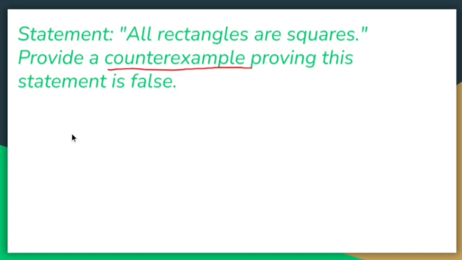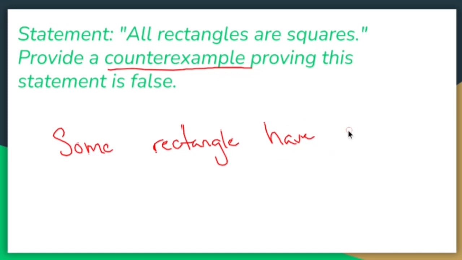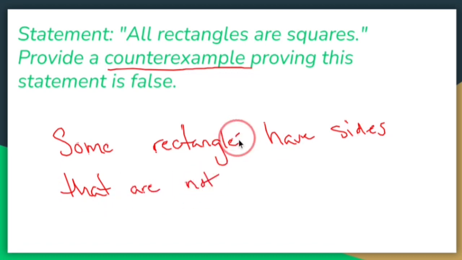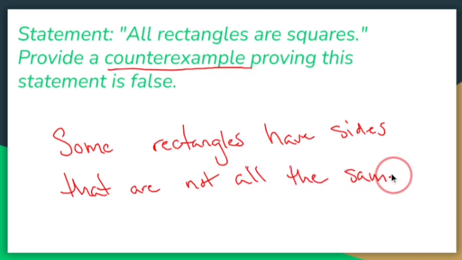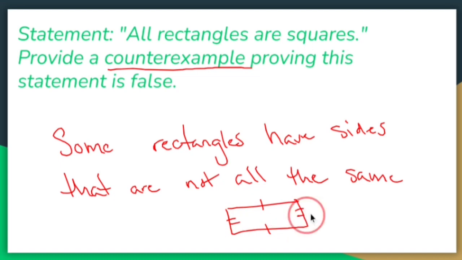Well, that's not true because some rectangles have sides that are not all the same. For example, this guy, if I can draw correctly, is a rectangle. And these two guys are the same. These two guys are the same. That's a rectangle, but it's not a square.